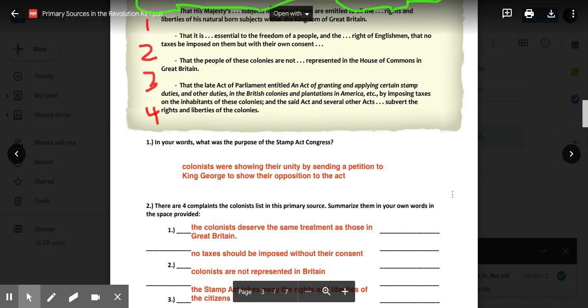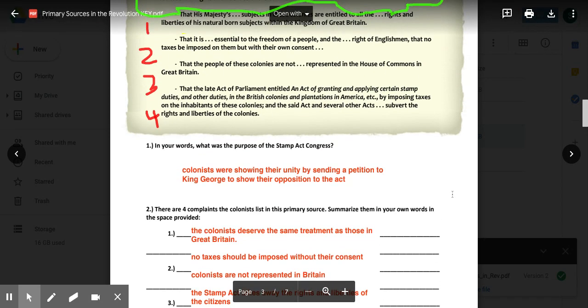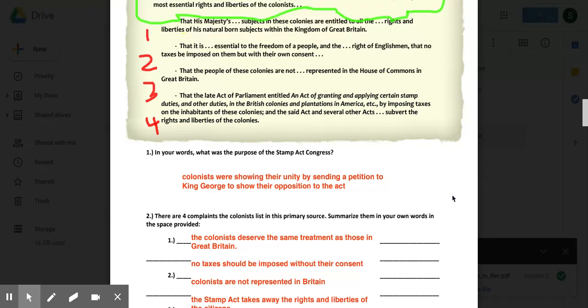Colonists are not represented in Britain, or there's no colonial representation in the House of Commons, similar to our Congress. And then number 4, that the late Act of Parliament entitled an act of granting and applying certain stamp duties and other duties in the British colonies and plantations in America, etc. It's a long name, right?